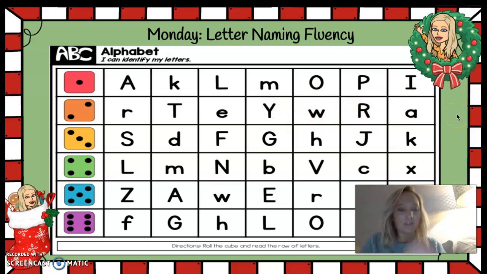Ready? I rolled the number 5. So which dice on the side shows the number 5? The blue one. All right, so I'm going to read it and then you're going to read it. Ready? Z, A, W, E, R, T, Y. Your turn.